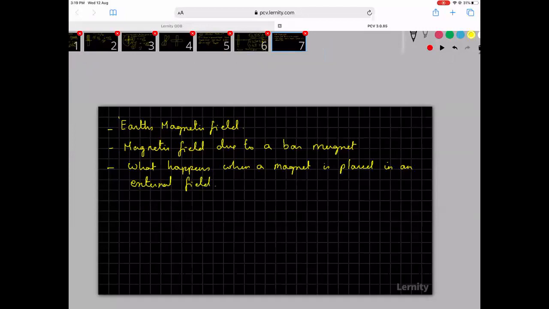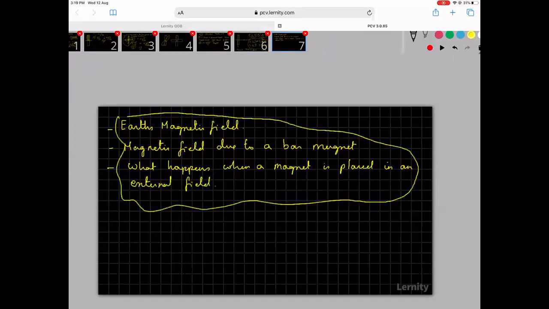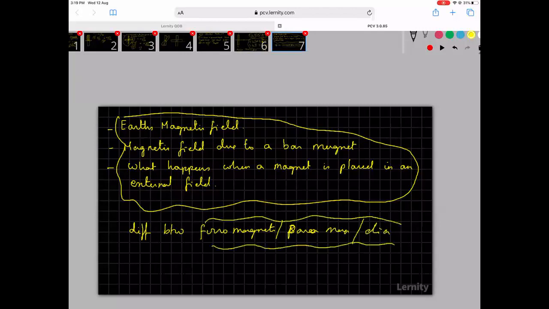Okay, so this is what is there mostly in your syllabus. In fact, even the difference between ferromagnets, diamagnets and paramagnets, they have removed from your syllabus. This is where they used to ask questions in the NCERT board exam, and they have removed it from the syllabus. Okay, so this is what is required for you.